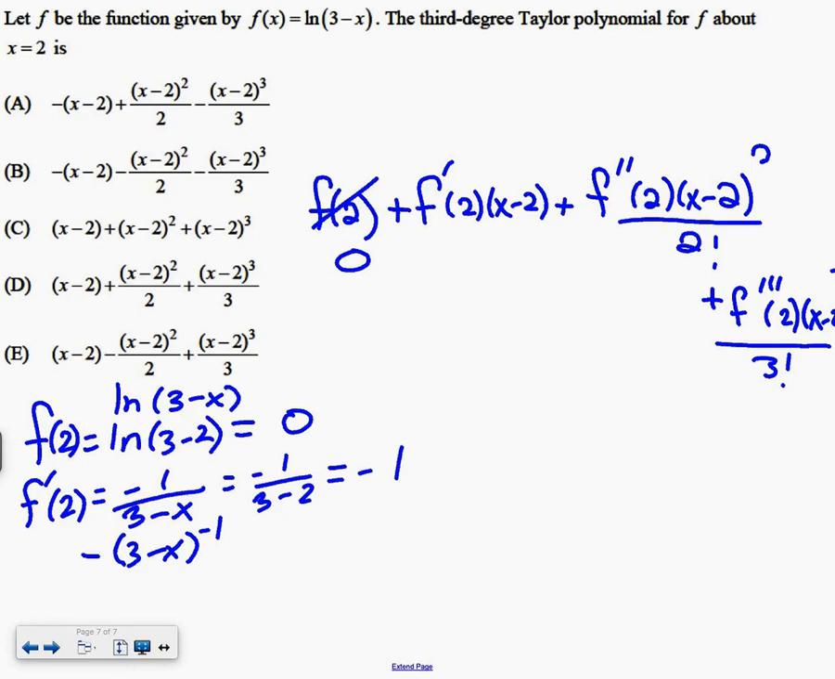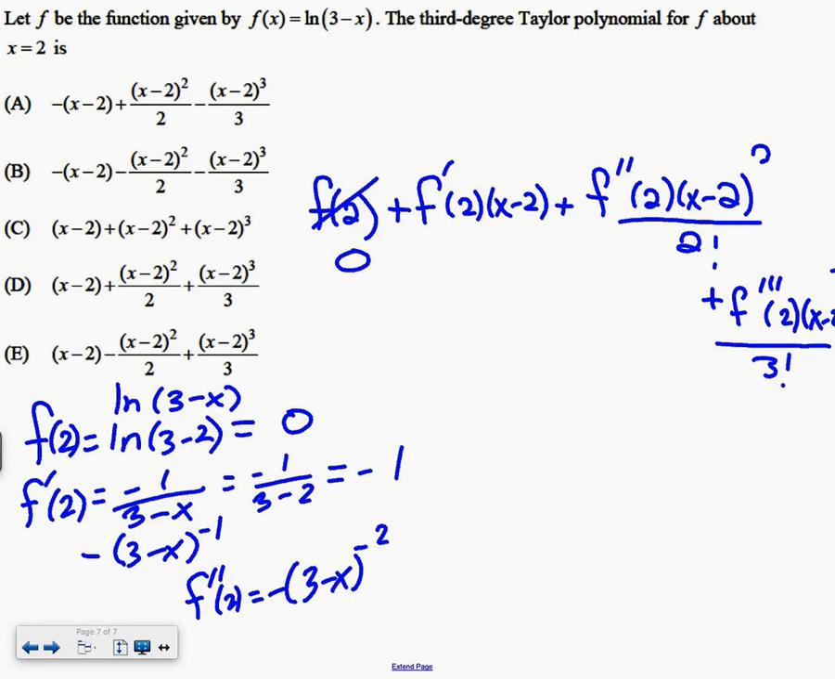Okay, so how many derivatives do I need? 3. Alright, so f double prime would be what? It's 1 over 3 minus x squared. We're just going to write it as 3 minus x to the negative 2. You're on the inside though, so it's negative, but it was negative before, so they cancel out. Negative times negative is positive, then I have to use the chain rule again. The inside's negative, so it's always going to be negative.